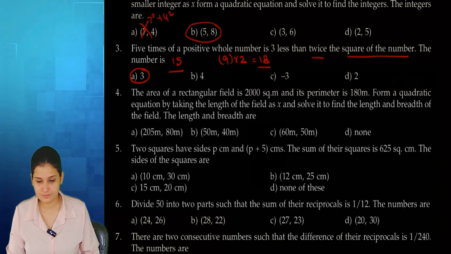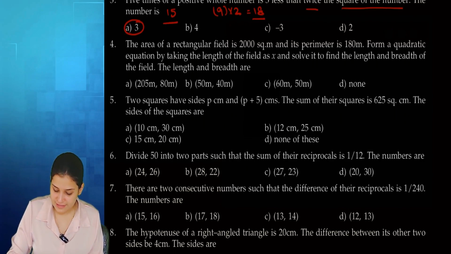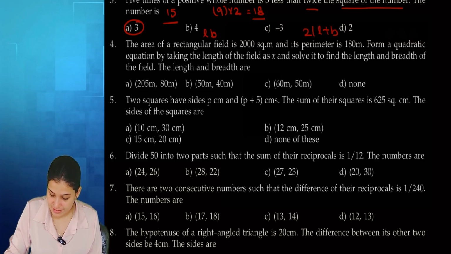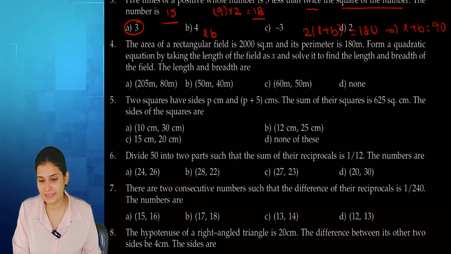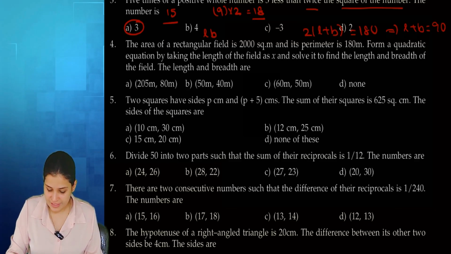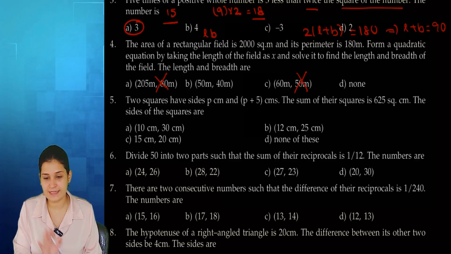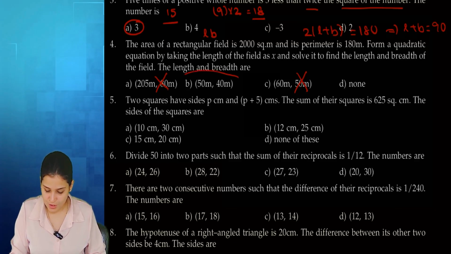Any doubts? No, ma'am. Number 4. The area of a rectangular field is length into breadth, and its perimeter, twice L plus B, is 180. So if I remove 2, L plus B will be 90. I want the product to be 2000 and the sum to be 90. If I just look at the sum, A and C are incorrect. For B, the sum 50 plus 40 is 90 and the product 50 into 40 is 2000. So option B is the correct answer.